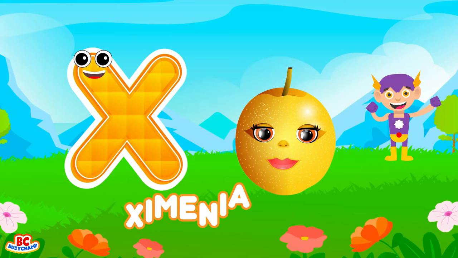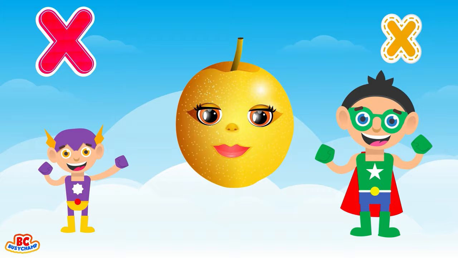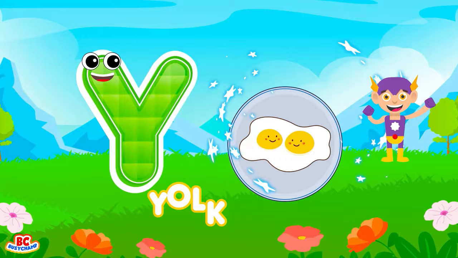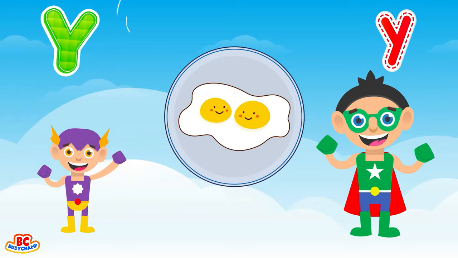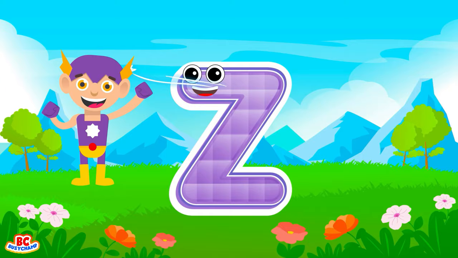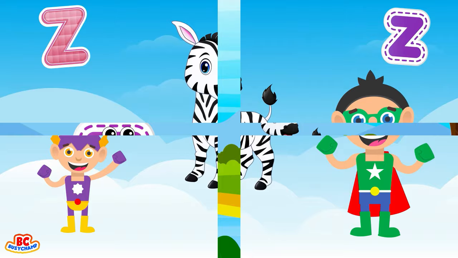X is for xylophone. Y is for yo-yo. Y says yo-yo. Z is for zebra. Z says zebra. Zebra.